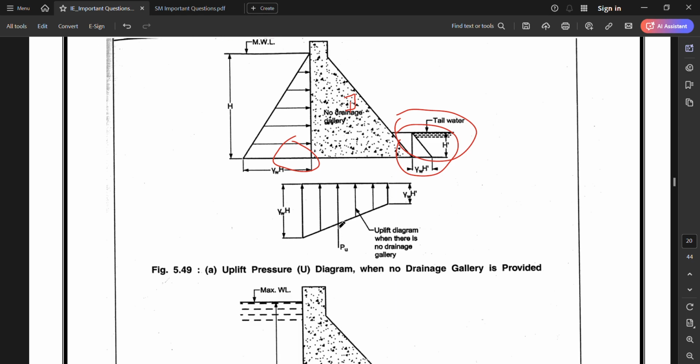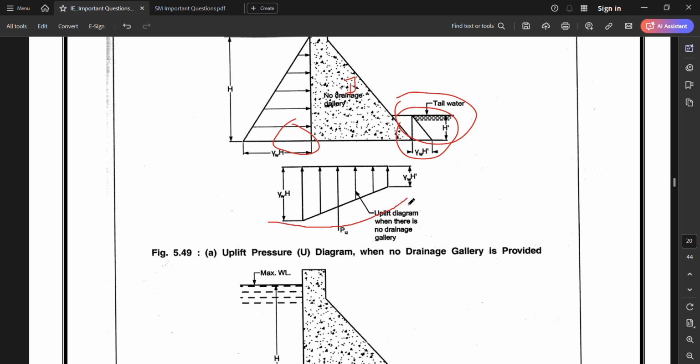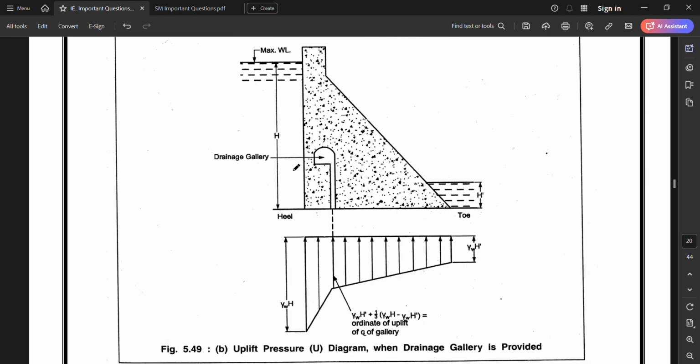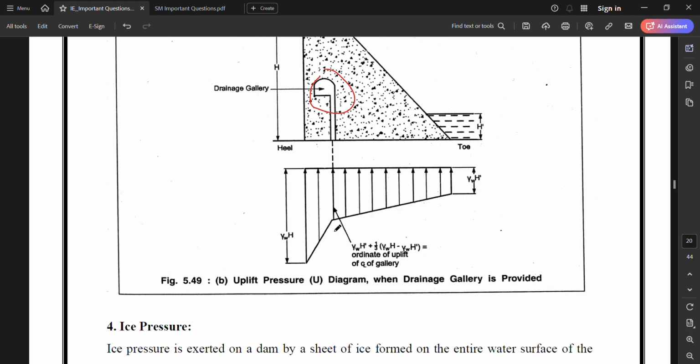Here the uplift pressure diagram has been shown for no drainage gallery. If there is a drainage gallery provided just like this, there will be a change in uplift pressure also.